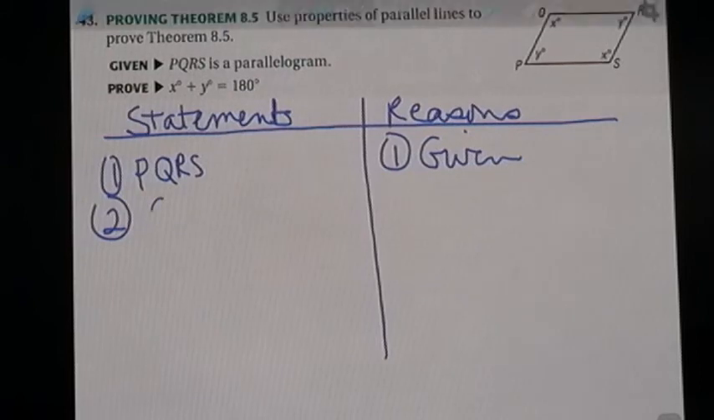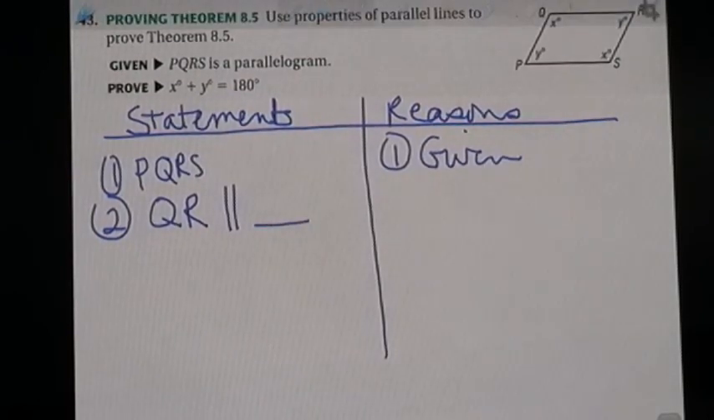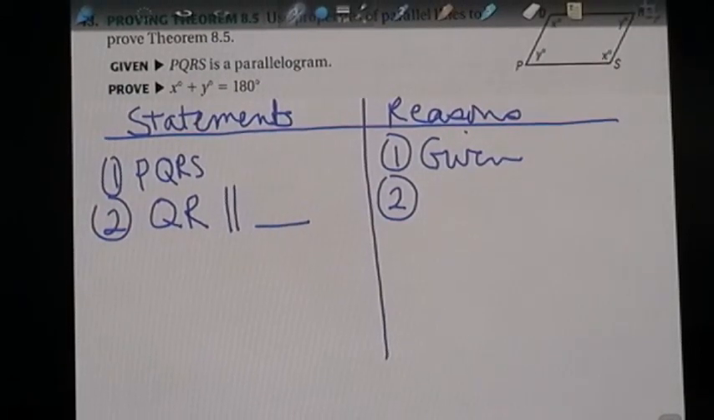QR is parallel to what? And how do you know that? Look back through your theorem list and tell me how you know that.